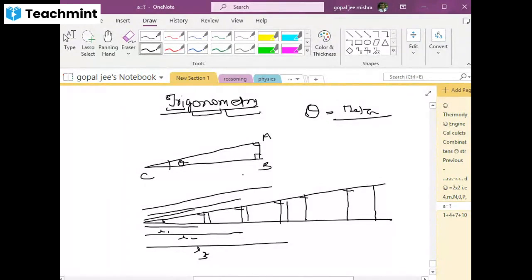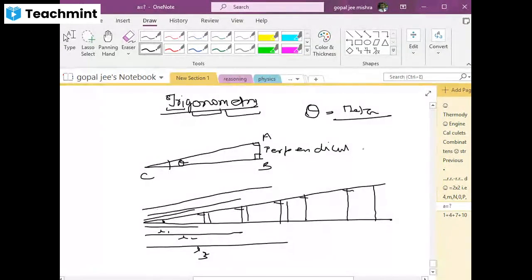There are 6 ratios, and those ratios are given specific names. But before going into the detail of those ratios, we must understand, remember beta, that the side opposite to the angle of consideration is termed the perpendicular.